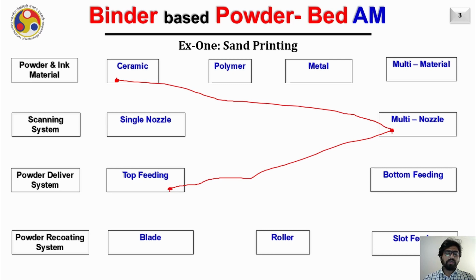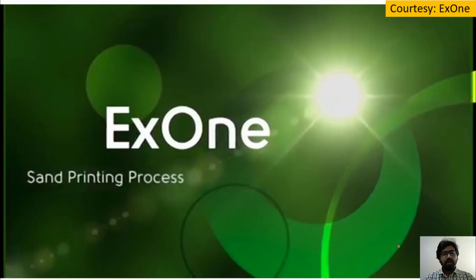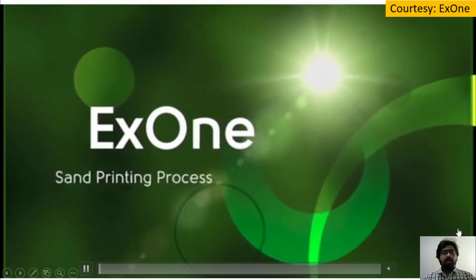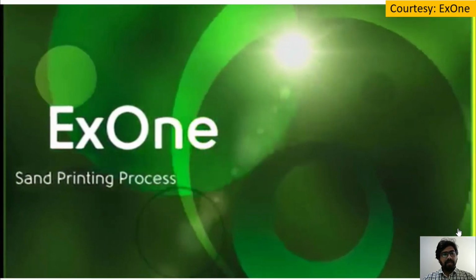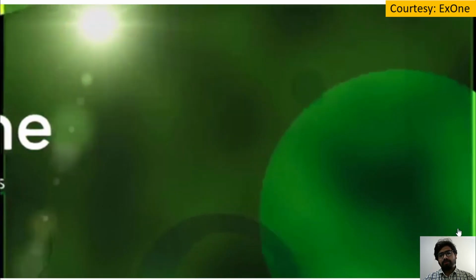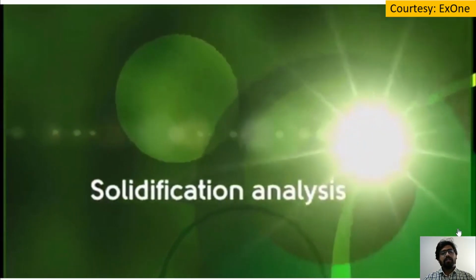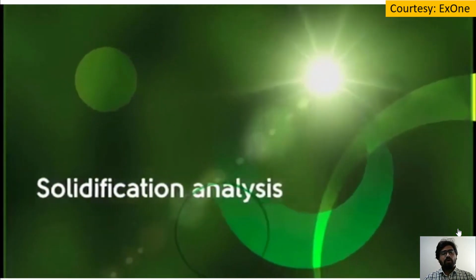Also, the recoating of the powder is done through a slot feeder, where a slot is used to dispense the powder material, which we discussed earlier. So this video will give you an idea of how this process works. The name of the company is X1, and they utilize the process of binder based powder bed additive manufacturing for fabricating the molds of sand.